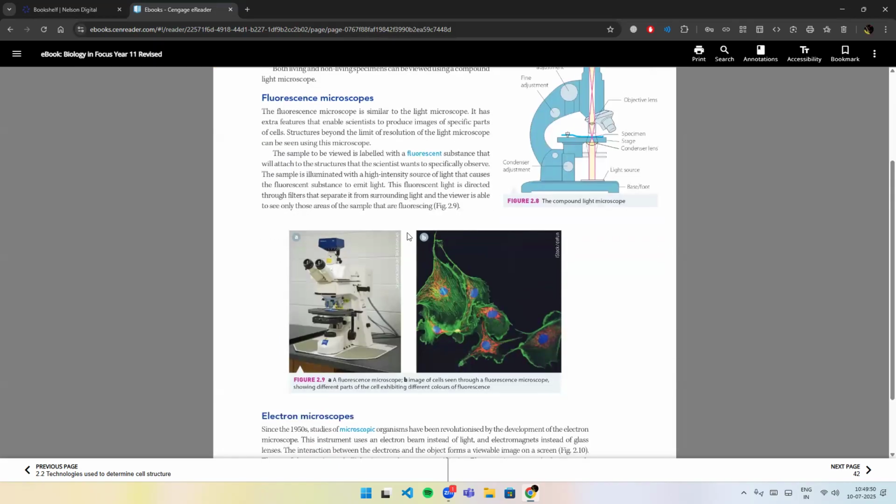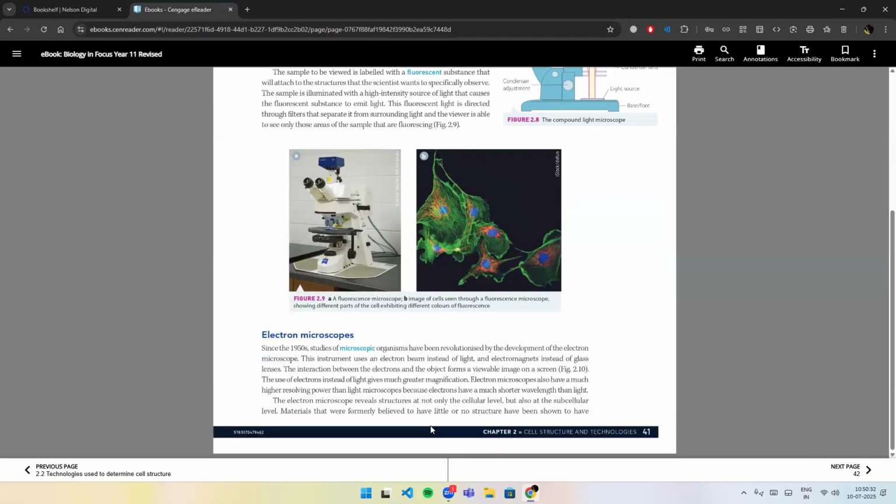Fluorescence microscopes. The fluorescence microscope is similar to the light microscope. It has extra features that enable scientists to produce images of specific parts of cells. Structures beyond the limit of resolution of the light microscope can be seen using this microscope. The sample to be viewed is labeled with a fluorescent substance that will attach to the structures that the scientist wants to specifically observe. The sample is illuminated with a high-intensity source of light that causes the fluorescent substance to emit light. This fluorescent light is directed through filters that separate it from surrounding light, and the viewer is able to see only those areas of the sample that are fluorescent.